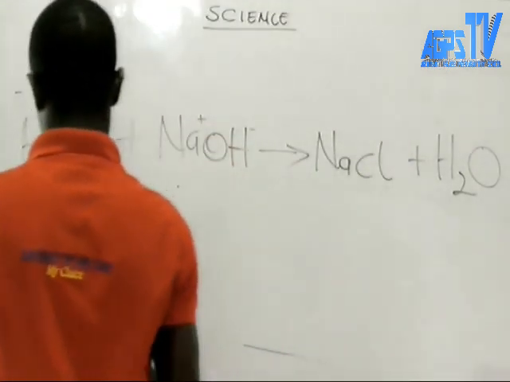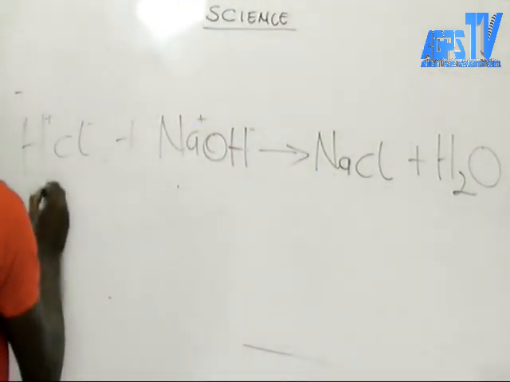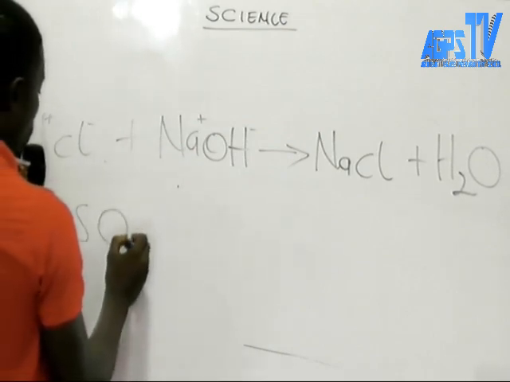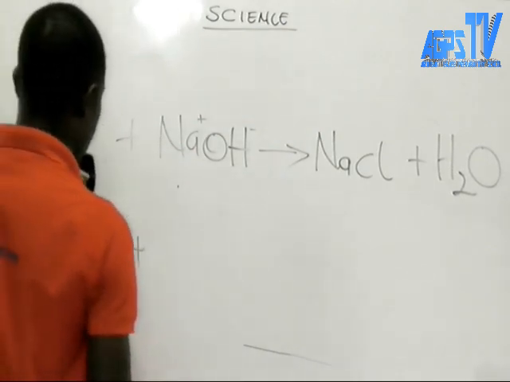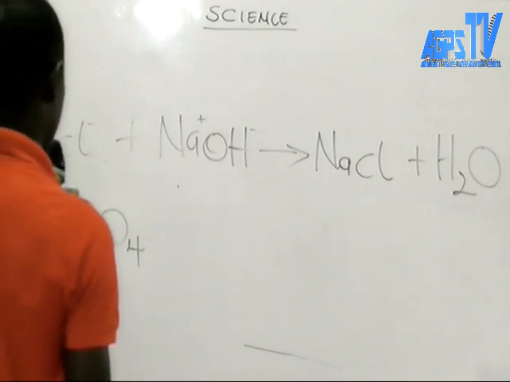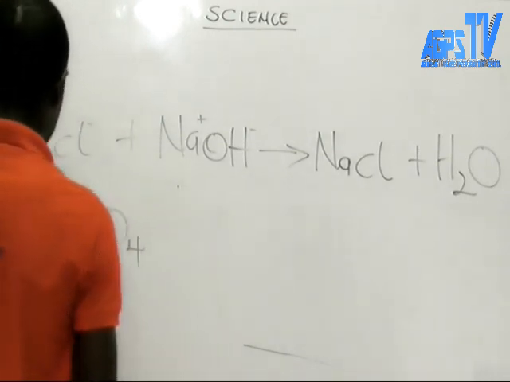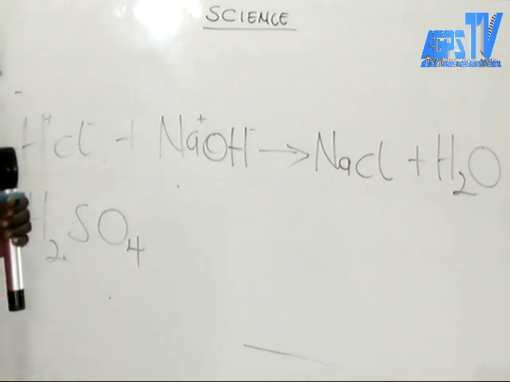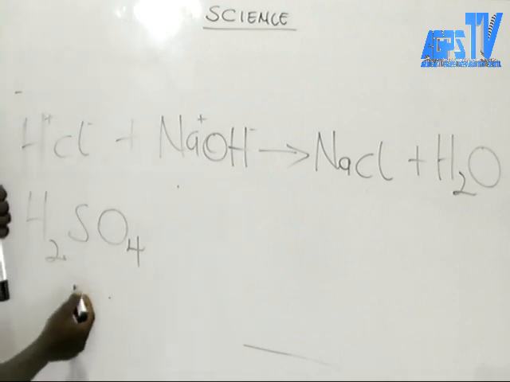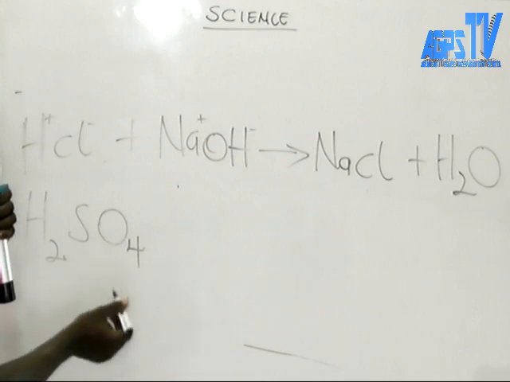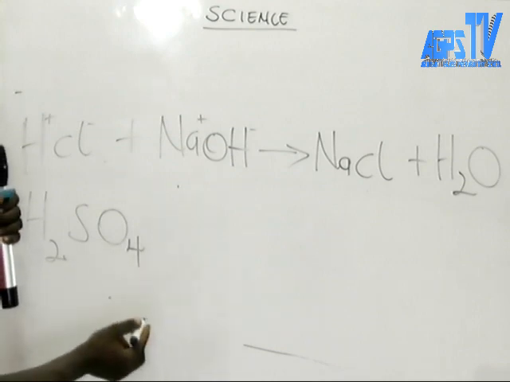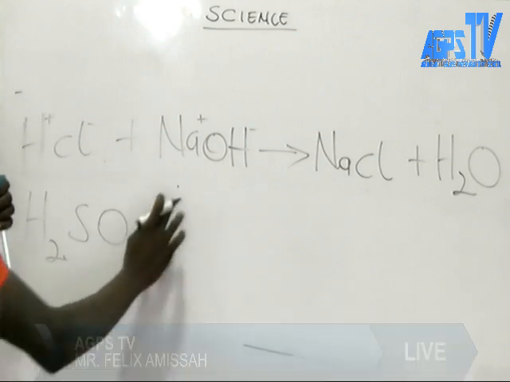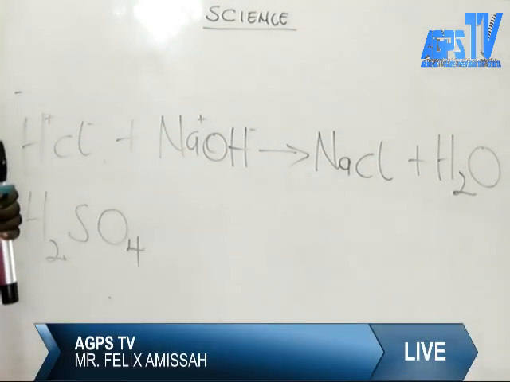We have H2SO4. This is known as sulfuric acid. Now, this acid can also react with base to produce salt and water. The same thing. So this one too is not difficult. So take note of that.